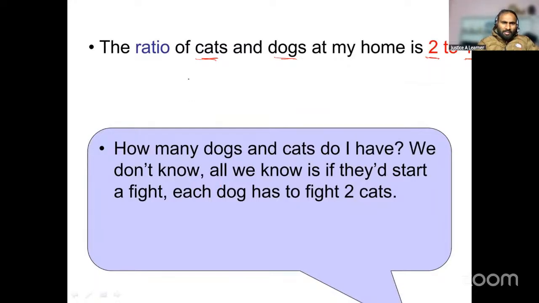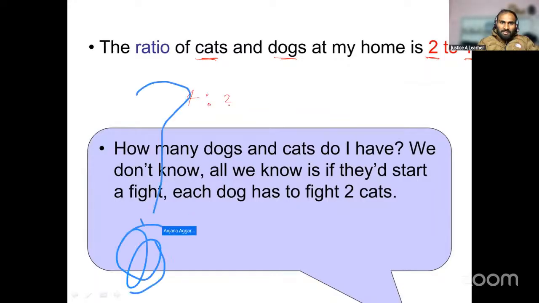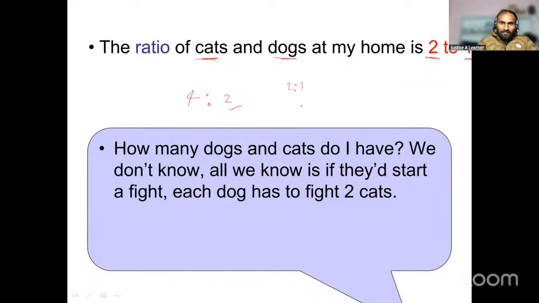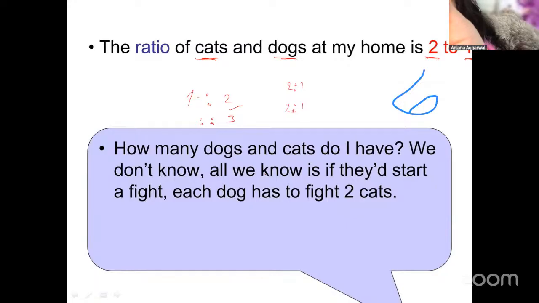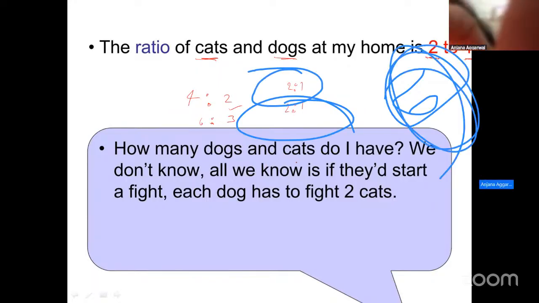Yeah, that's okay. If I'm making it 4:2, even in this case, if one of the dogs is fighting, one will fight with two, another one will be fighting with two. Even if I just make it like three here and this side six. How many do they have in total? If they have 6, then that means that there's 4 cats and 2 dogs. 2 cats fight 1 dog. That's like this.